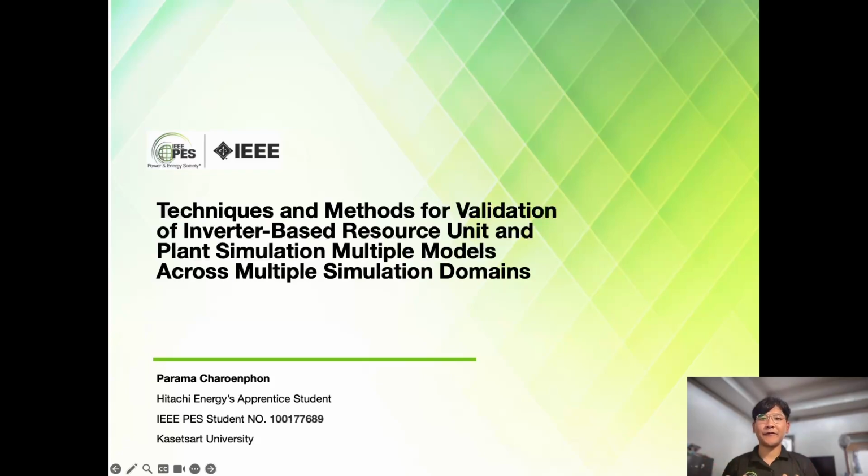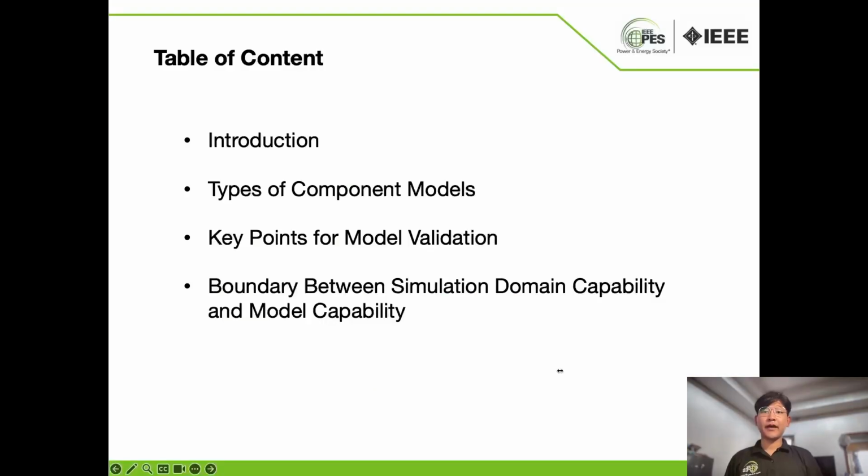In this video, we will delve into the critical aspect of validating simulation models for inverter-based resources in power systems. Here are the topics we'll be discussing in this session. First, we'll go through the introductions, and then we'll talk about types of component models for the validations of IBR models, and then the key points for the model validations and the boundaries of the simulation domain capabilities and model itself.